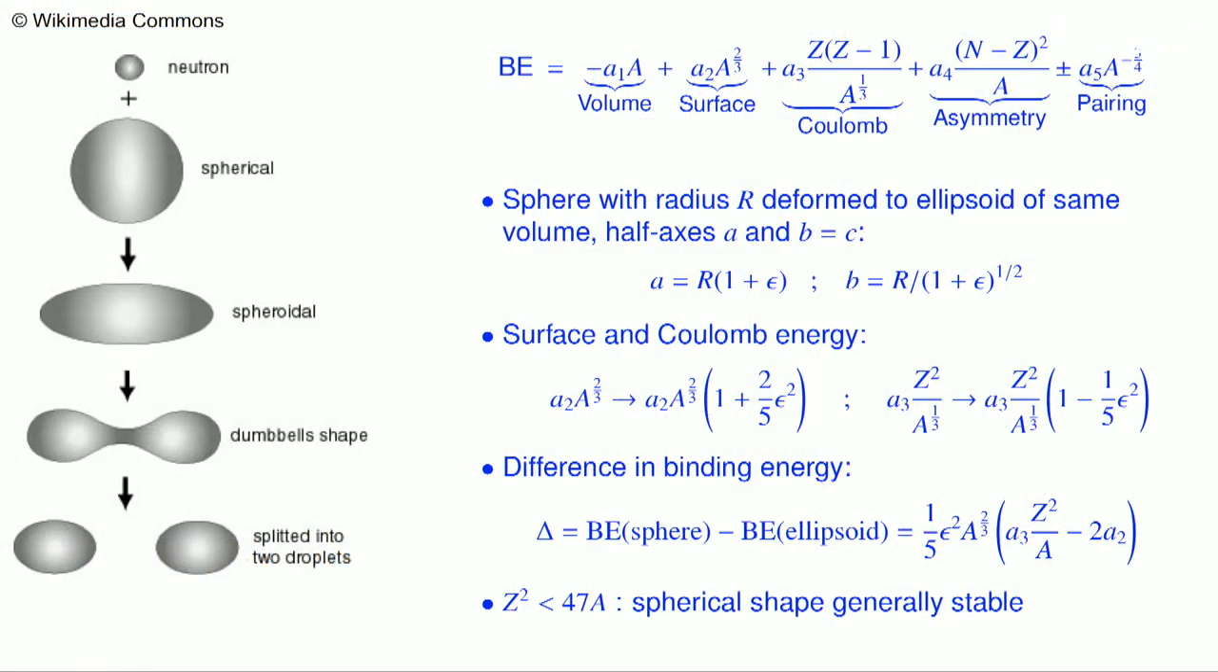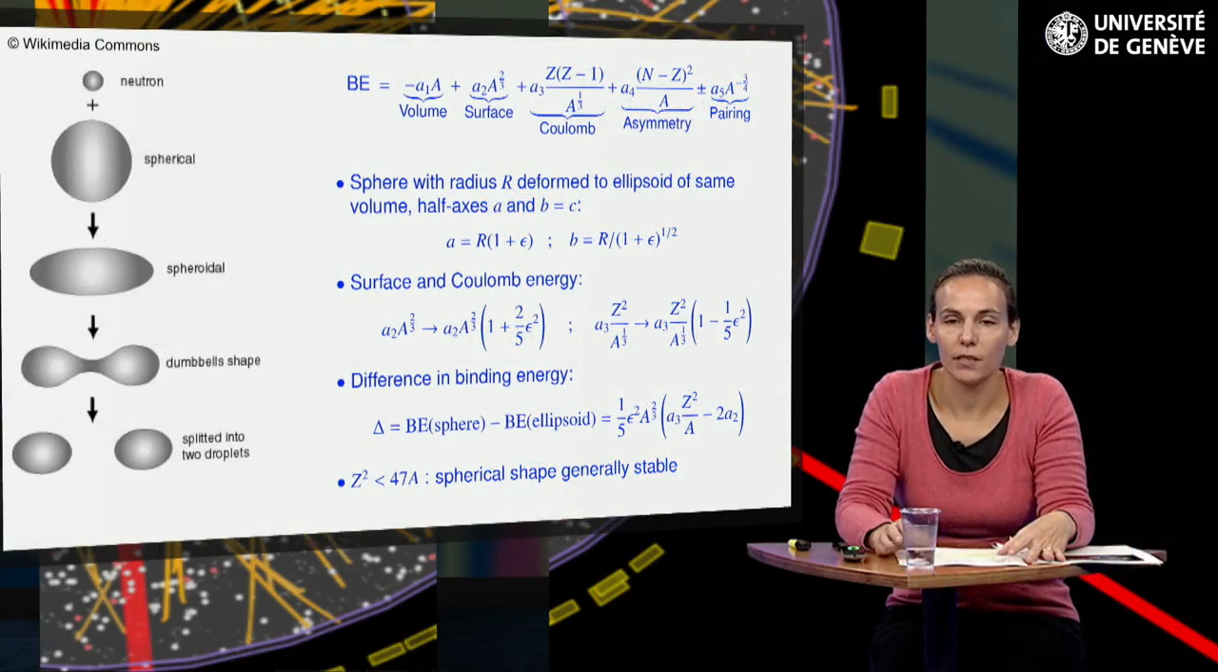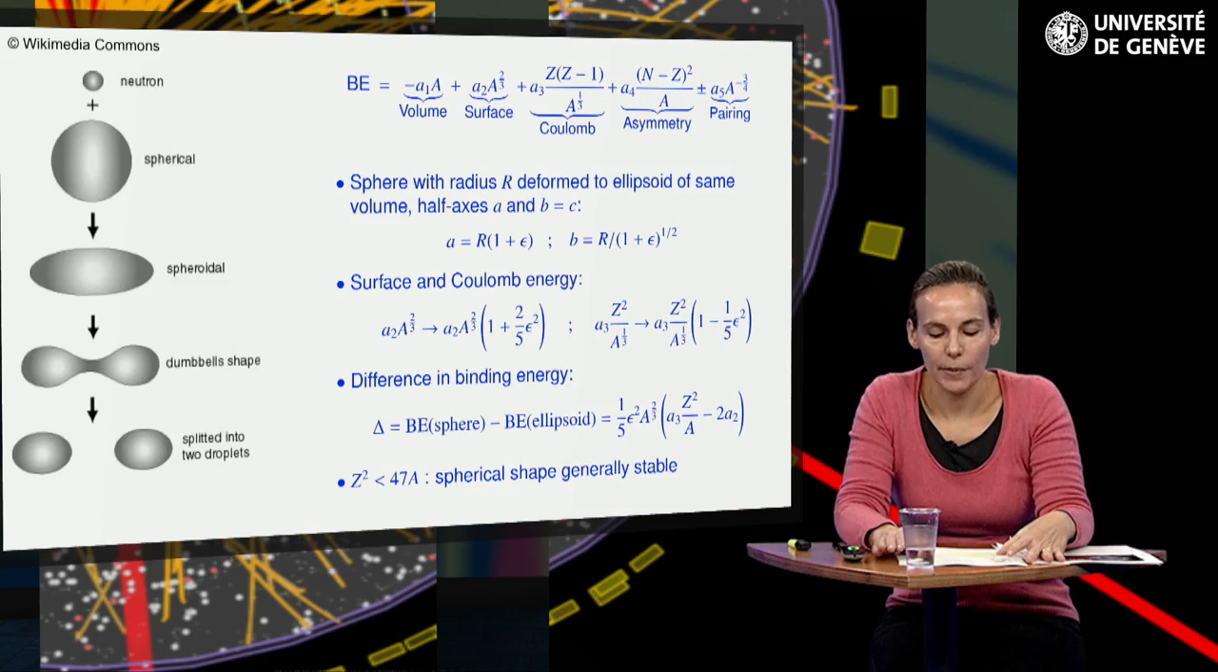A sphere of radius r will turn into a spheroid of constant volume because of the incompressibility of nuclear matter. We denote its semi-axes by A and B, which is equal to C, and in terms of a small deformation epsilon, they transform into B minus epsilon and A plus epsilon. For the binding energy, the volume terms stay constant, but the surface and Coulomb energy are different. The deformation increases the surface energy but decreases the Coulomb term. So the gain or loss in binding energy will depend on the relative importance of these two terms.